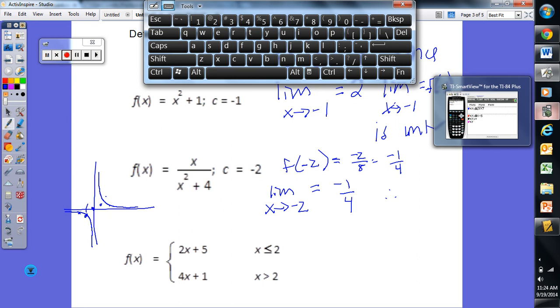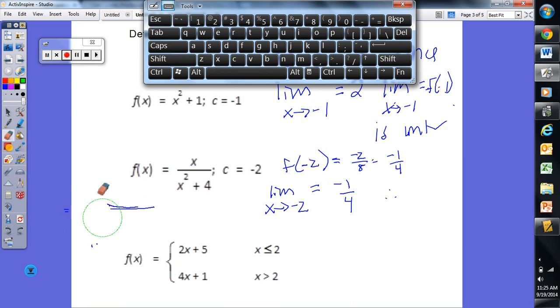Clear. X divided by x squared plus 4. Oh, it's an interesting graph. Basically, it looks like this. Cool. And then it comes back down and it's asymptotic here and here. Anyway, I just wasted a whole bunch of time for no reason.